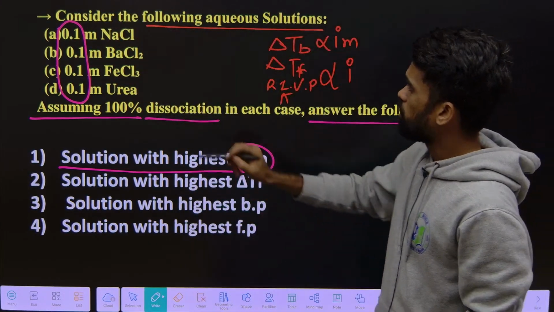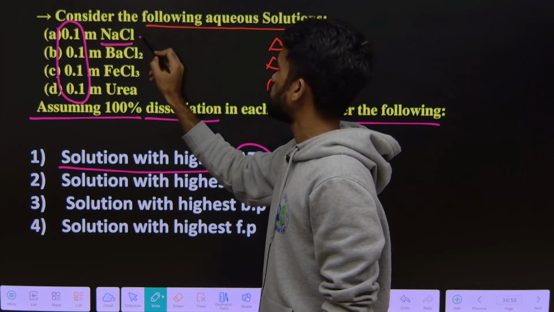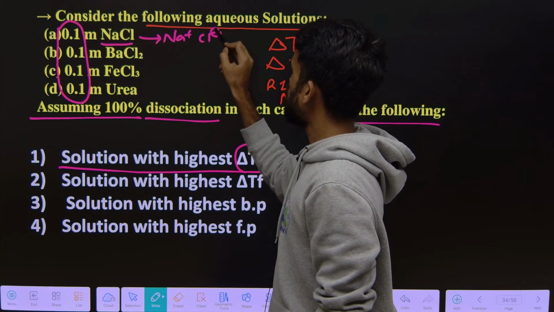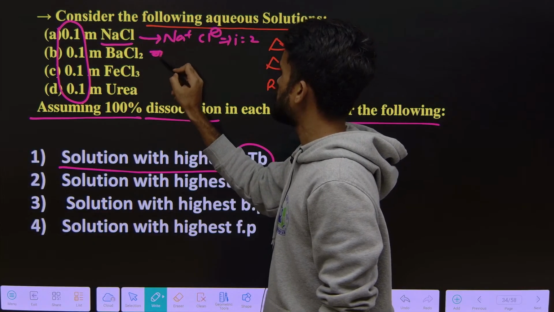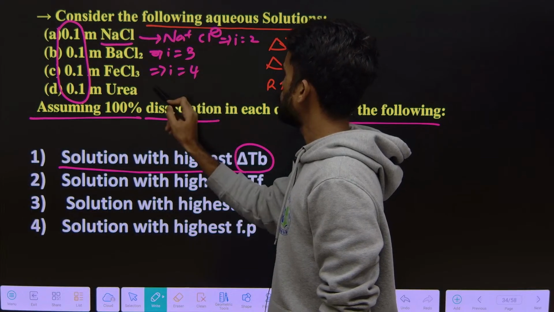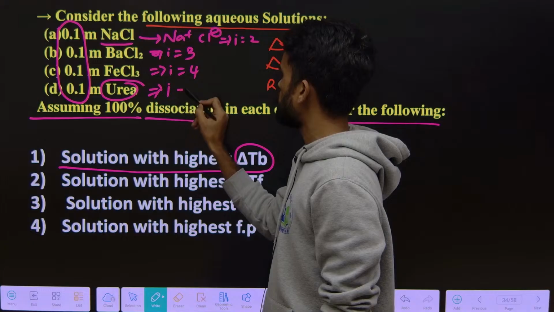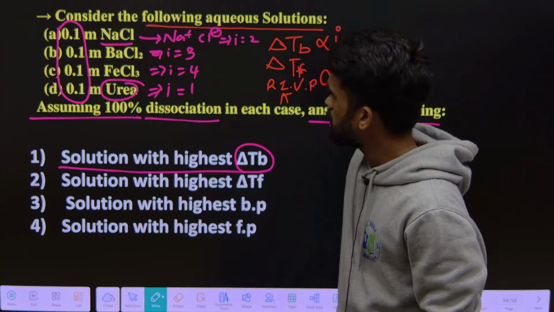So now if you observe this NaCl, it's an electrolyte which can undergo dissociation to form two ions, Na plus and Cl minus. So the Van 't Hoff factor in this case will be 2. Similarly this will be giving Van 't Hoff factor 3, and here it is 4, and this will be urea. Urea is a non-electrolyte, it won't undergo any dissociation, therefore the i value will be 1 only. For non-electrolytes it will be 1.